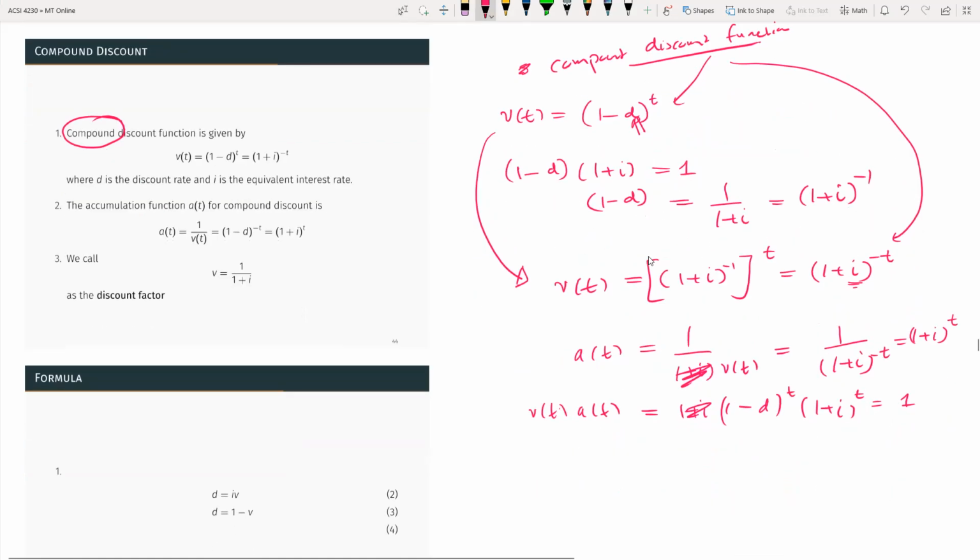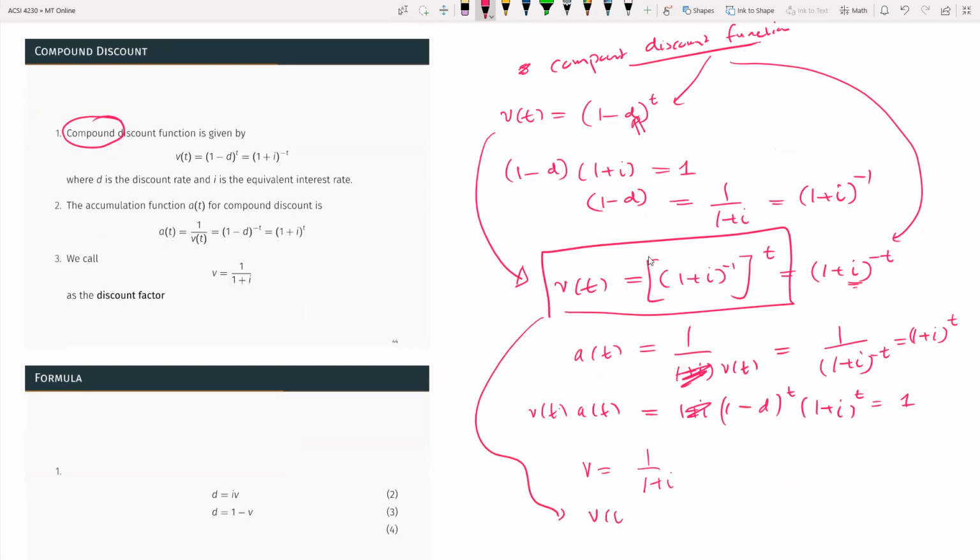Sometimes v does not change with time, so we can define v as 1 over 1 plus i. If I take this particular one, we can write v^t equals 1 over (1 plus i) to the power t. The term inside is defined as v, and it is called the discount factor.